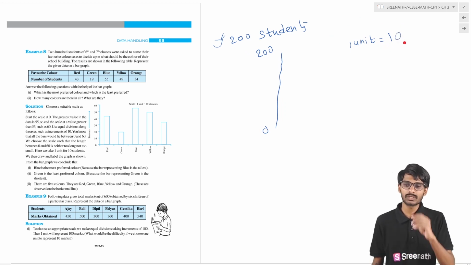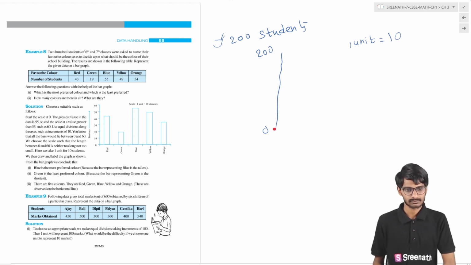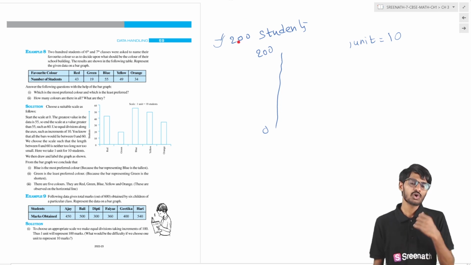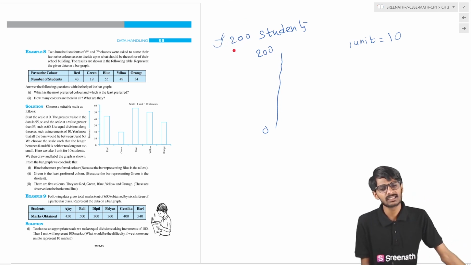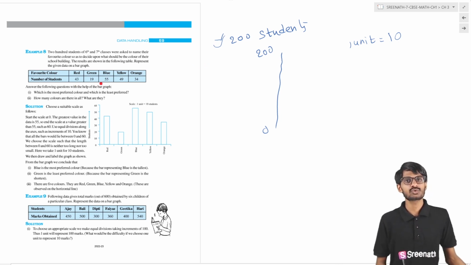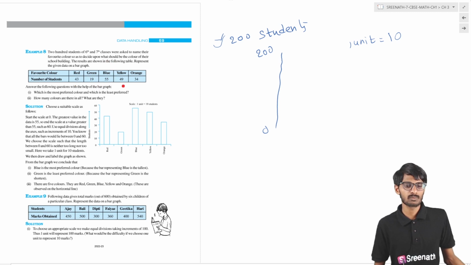Suppose you take 1 unit equal to 10, so what happens? It will go on increasing very much also. So basically, in the 200 students, 43 students are red and 19 students are green, 55 students are blue, 49 students are yellow, 34 students are orange. So we want to represent these numbers on the graph.